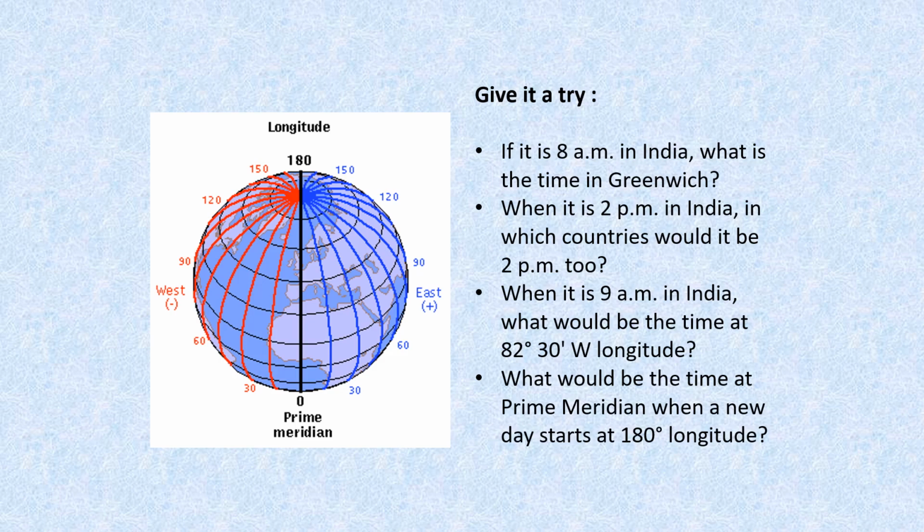Last question, what would be the time at the prime meridian when a new day starts at 180 degree longitude? Means what is the time at 180 degrees? It will be 12, that is midnight. So again see that the difference between the prime meridian and 180 degree longitude is 12 hours. Now see the diagram here. See, 0 degree and exactly opposite is 180 degree. So the time difference is 12 hours. So when it is midnight at 180 degree longitude, it will be 12 noon at the prime meridian. Okay.